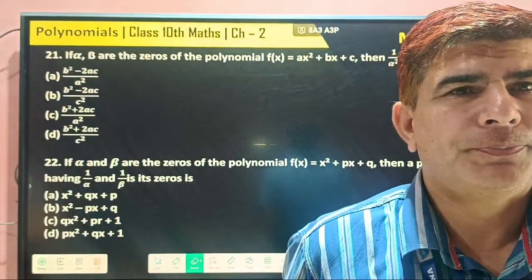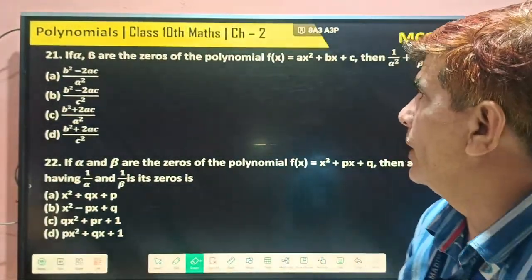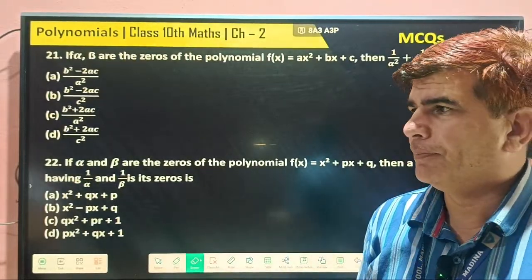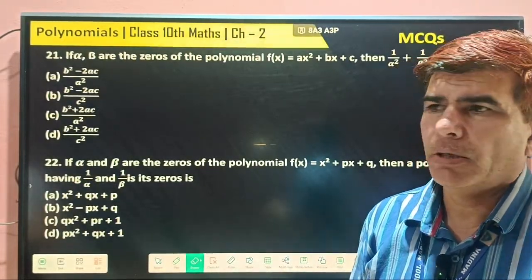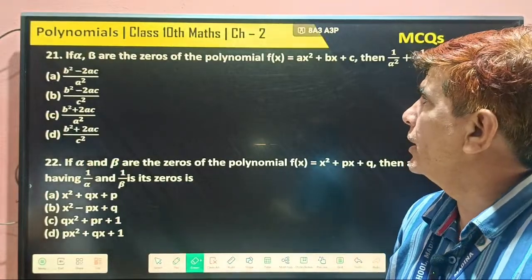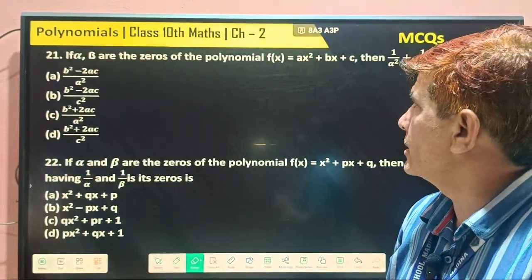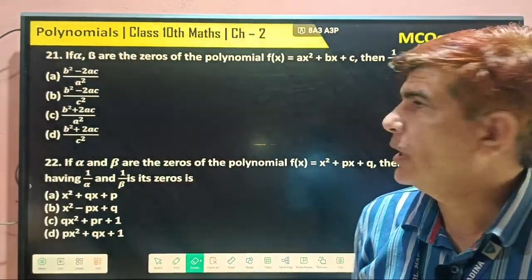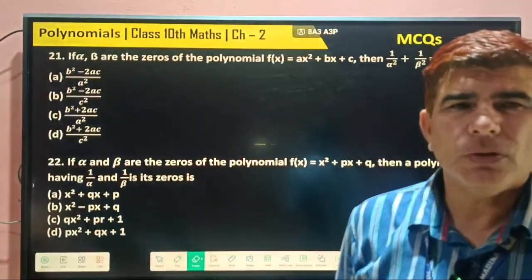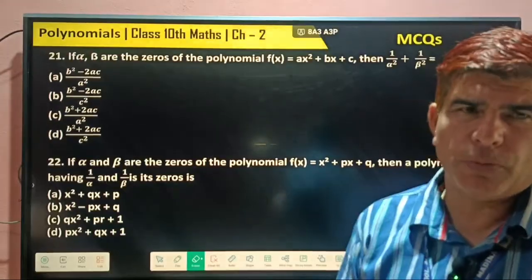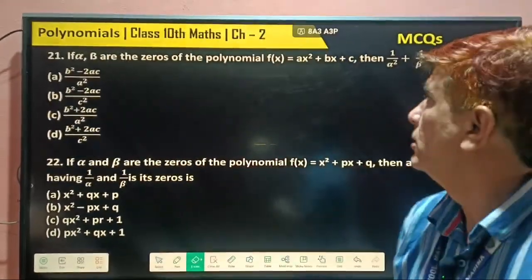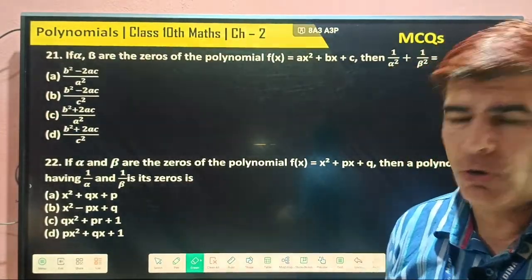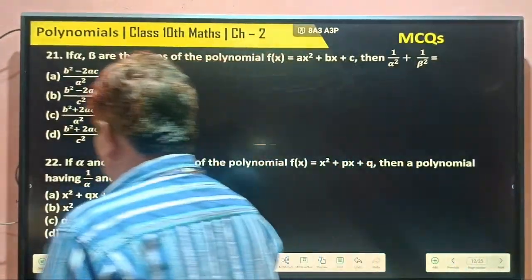Yes or no? So today we will start question number 21. Question number 21 is related to polynomials, class 10, chapter number 2. Yesterday I told, today also telling, all are very easy if you know all the properties related to polynomials. So I think you are able to solve if you know. So we can start this.